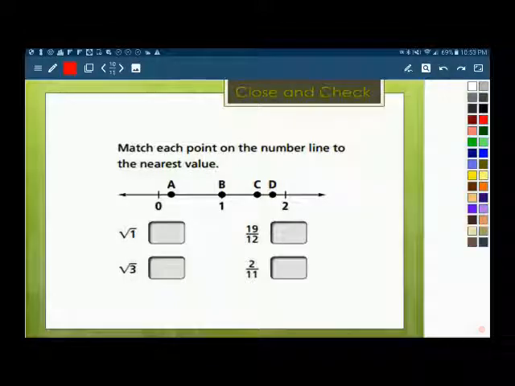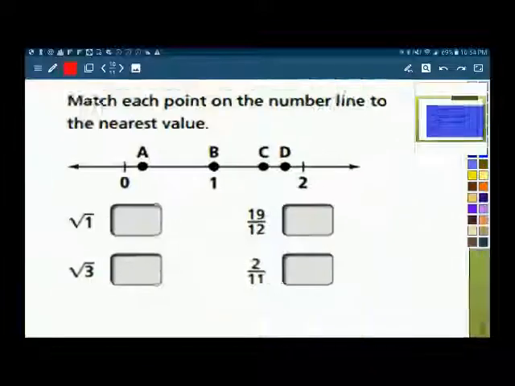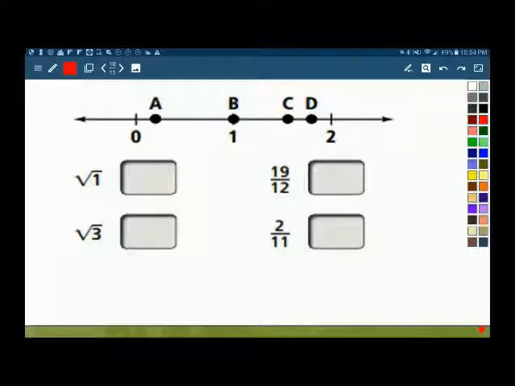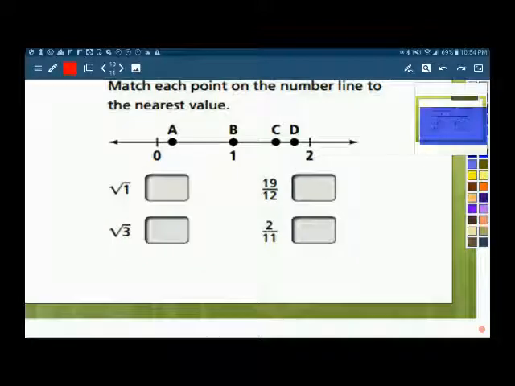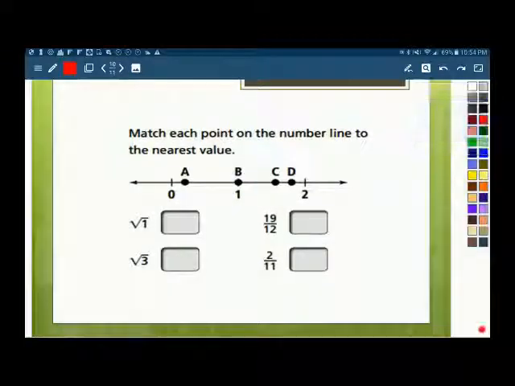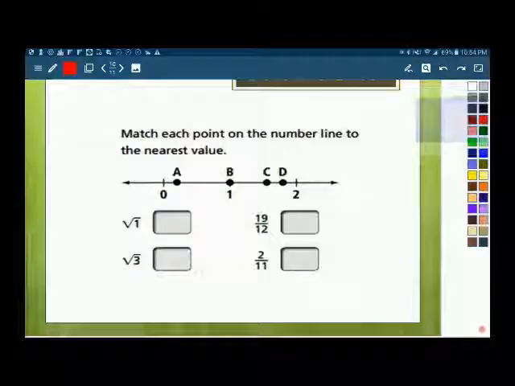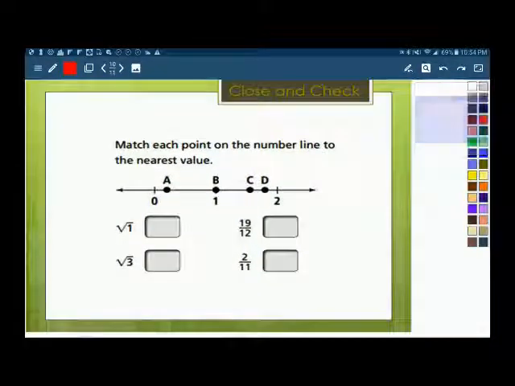All right, guys, I got one last close and check question for you just to tie together that you've learned what you're supposed to learn today in the lesson. I want you to match each point on the number line to the nearest value. So what I'd like you to do is look at these four numbers, actually calculate out the decimal versions of square root of 1, square root of 3, 19 over 12, and 2 over 11. And then on the number line, tell me which letter that number corresponds to. Okay, show me this and I'll know you guys are, one, really versed in converting these different numbers into their decimal versions, and then also being able to order them.